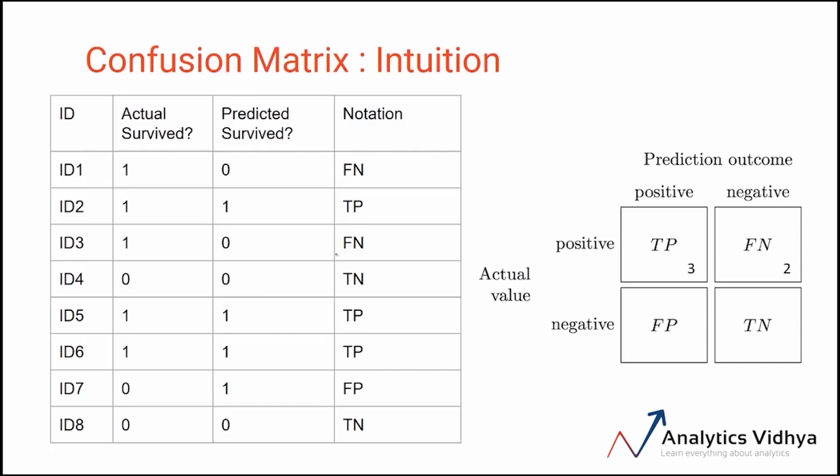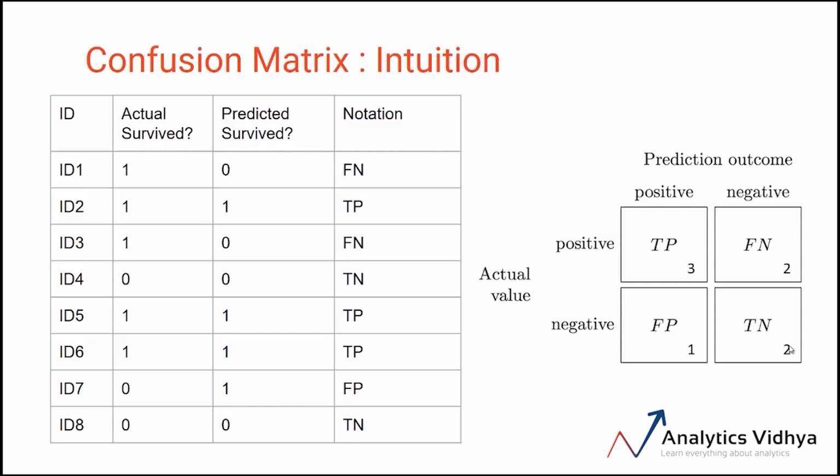And next, let's look at false positive. So I have only 1 false positive here, so in this cell I'll write 1. And now let us count the number of true negatives. So I have 1 and 2 true negatives here, so in this cell I can write 2. And there we are. Congratulations on building your first confusion matrix.